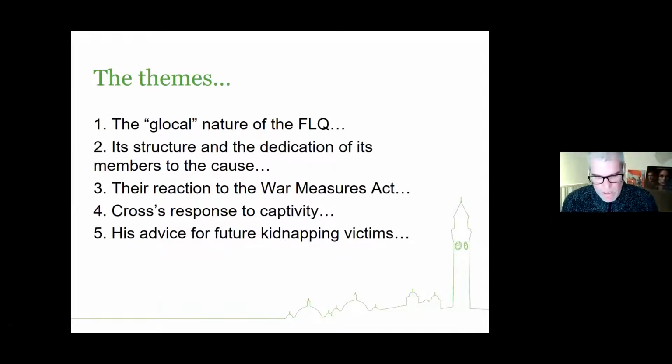The second theme was what were its structures and the dedication of its members. Cross recognized that it was very decentralized, that there was some communication between the cells, but there clearly wasn't a central authority. Again, that reflected the reality of it. And he also said, in terms of the dedication, quote, "they were absolutely dedicated. They had committed themselves to this and to go to death in this cause." And in some ways, I think they would have been happy to have been killed in the cause in order to become martyrs of the revolution.